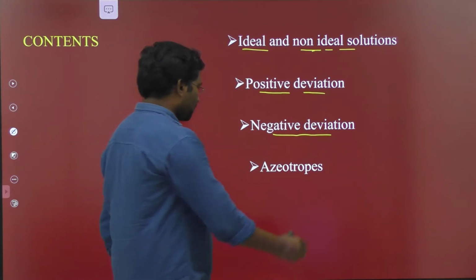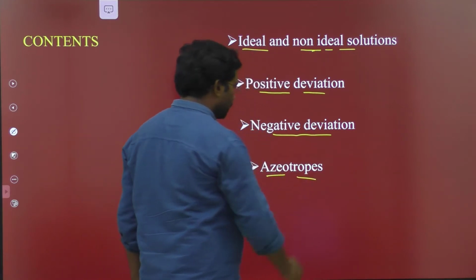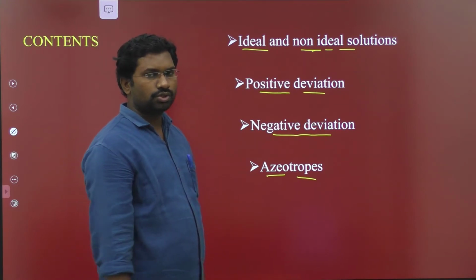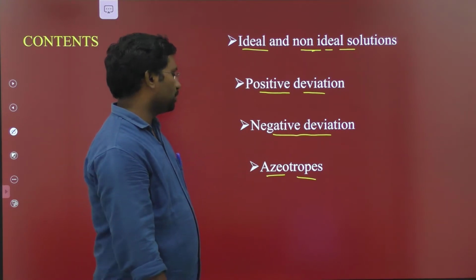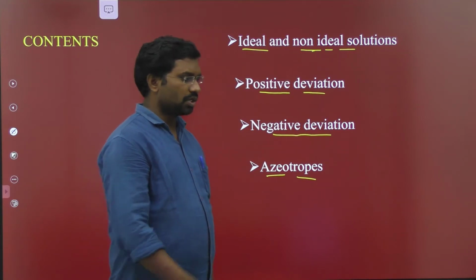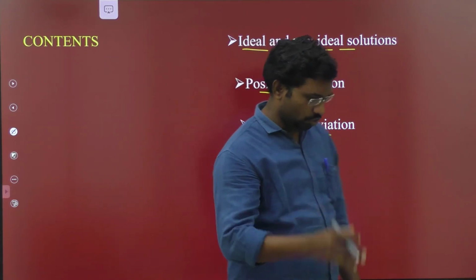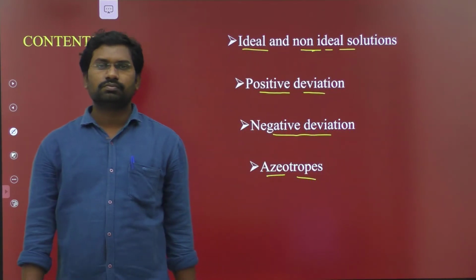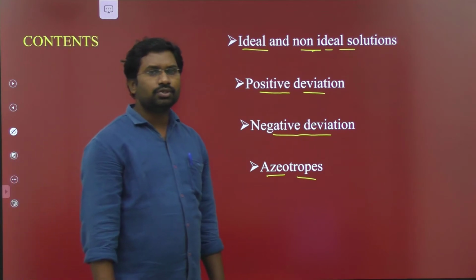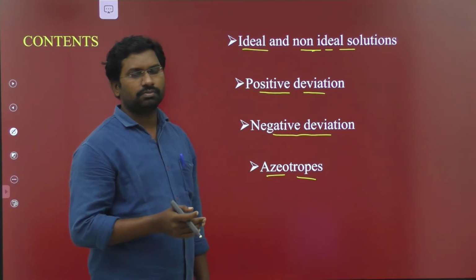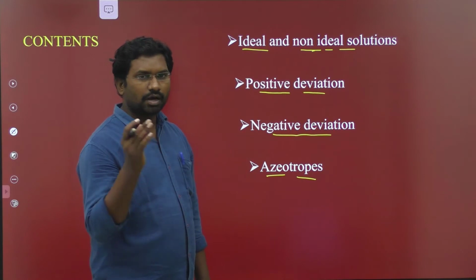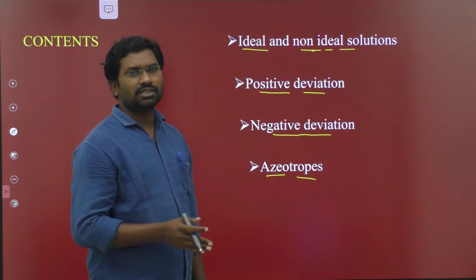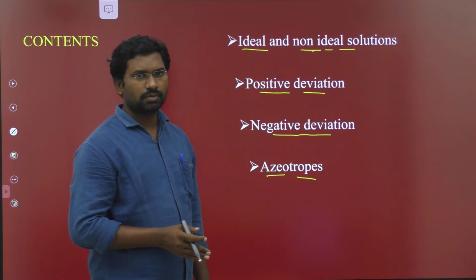And the next important topic is azeotropes. This is regarding the solution chapter. So what is meant by azeotropes? Azeotropes are nothing but binary mixtures of liquids which have the same composition in liquid state and vapor state, and their composition does not change even though we are doing fractional distillation for that binary mixture.